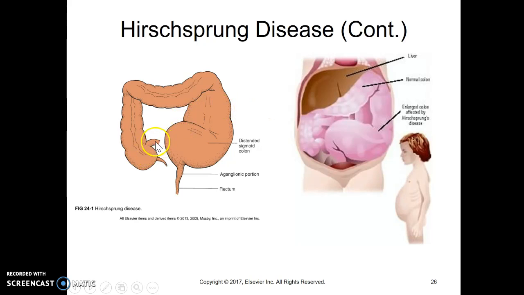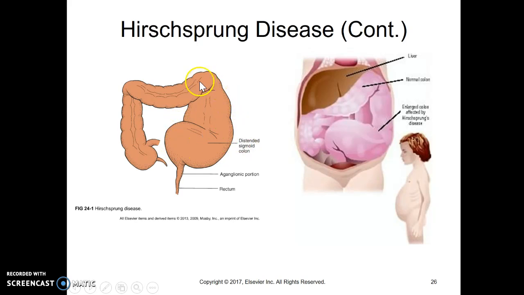So here's your small intestine adds into your large intestine, which, right, your ascending, transverse, descending. And then down here is where we have no ganglion cells. So nothing moves. It gets to here. It's pushing it to here, and then it just stops. So this gets big and distended.